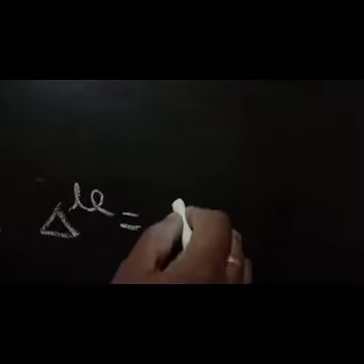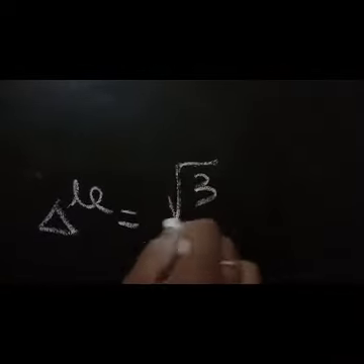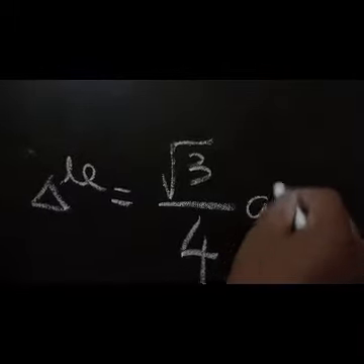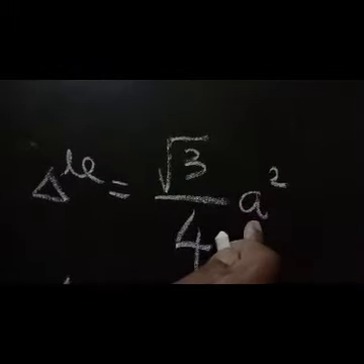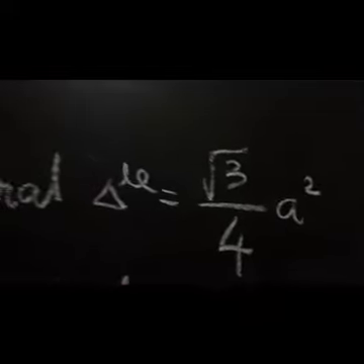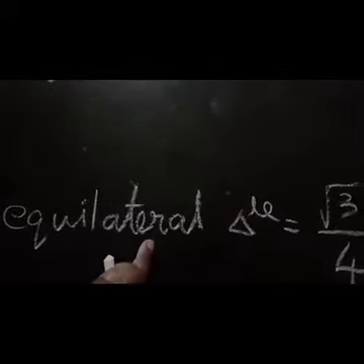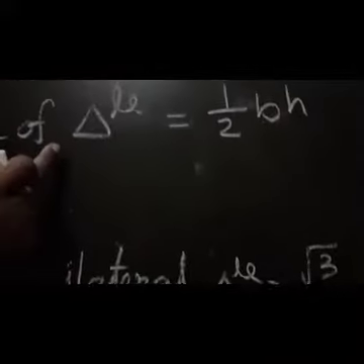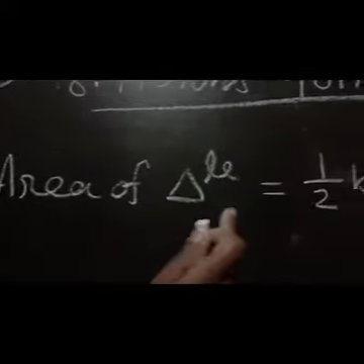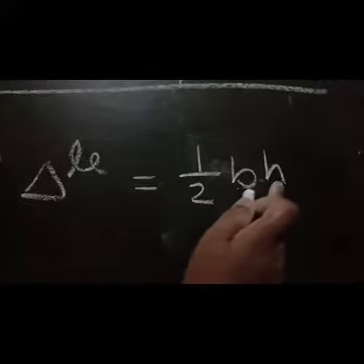For an equilateral triangle, the formula is square root of 3 by 4 a square. Here a is the side because all the three sides are equal in an equilateral triangle. For the rest of all the triangles, the formula is half into base into height.